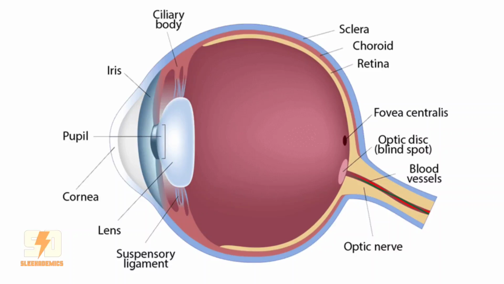Now, let's look at the middle layer. The middle layer includes the choroid, which contains blood vessels and pigments. It supplies the eye and the cells of the eye with nutrients. Then in front of the choroid is the pupil, which controls the amount of light let into the eye.